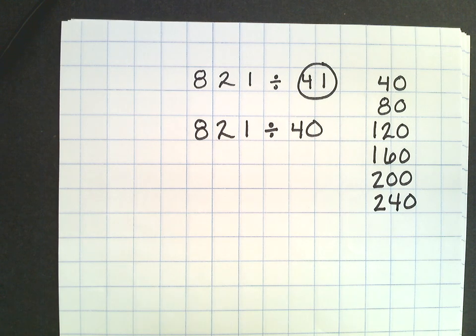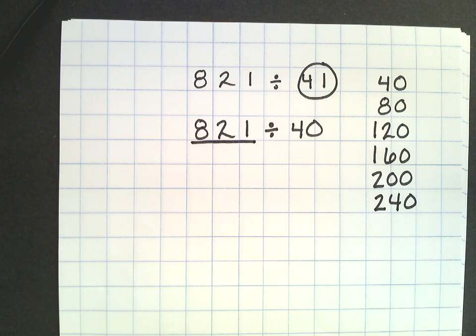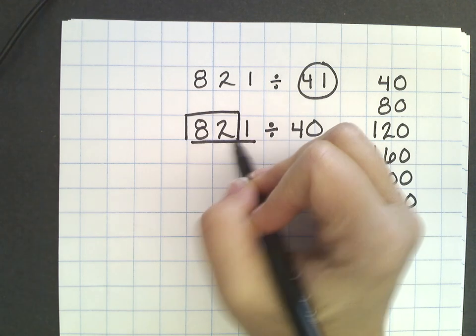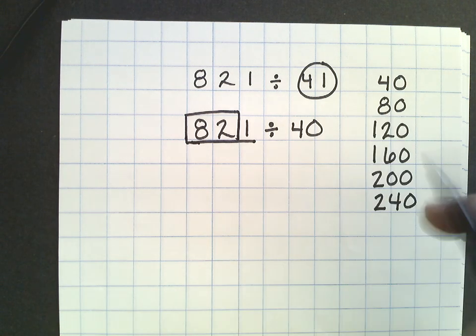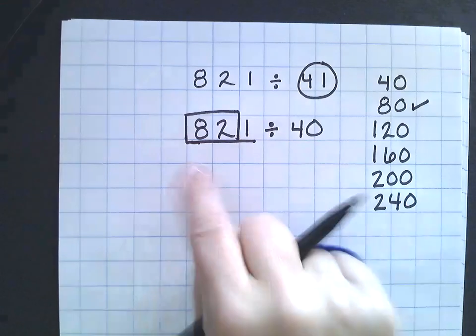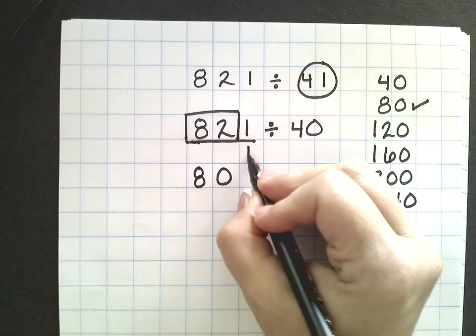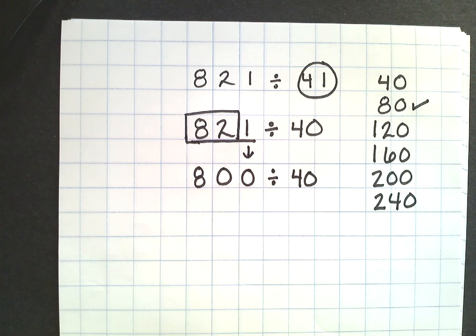So now I am going to be looking at our dividend. I'm looking to see if I see anything that matches all three digits, gets close, or I can take a closer look at two digits. And I'm seeing 82, and I'm noticing 82 and 80, that's a pretty good estimate. So this 82 is going to become 80, and this 1 is simply going to become a 0. So now my estimated dividend is 800. My estimated divisor is 400.